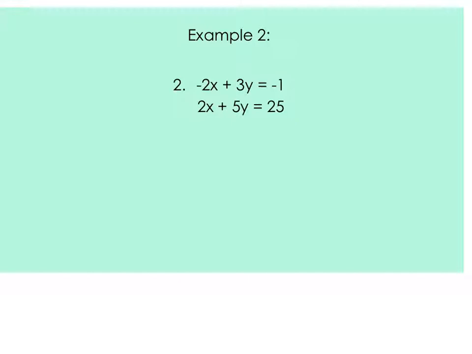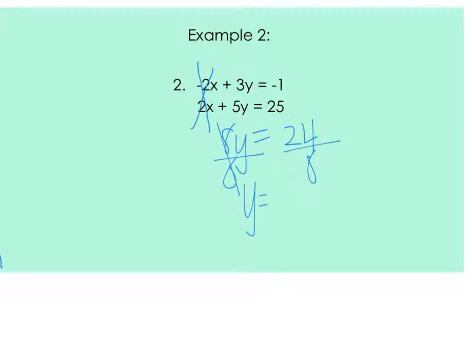Okay, so for example number 2, you can easily see that the negative 2x and the positive 2x can easily be eliminated. So what you're going to do is first eliminate the negative 2x and the positive 2x since they cancel each other out. Then you're going to add together the 3y plus the 5y to get 8y. Then you're going to add together the negative 1 and the positive 25 to get positive 24. Then to solve your system of equations, you're going to divide by 8 on both sides. We're then going to get y equals positive 3.